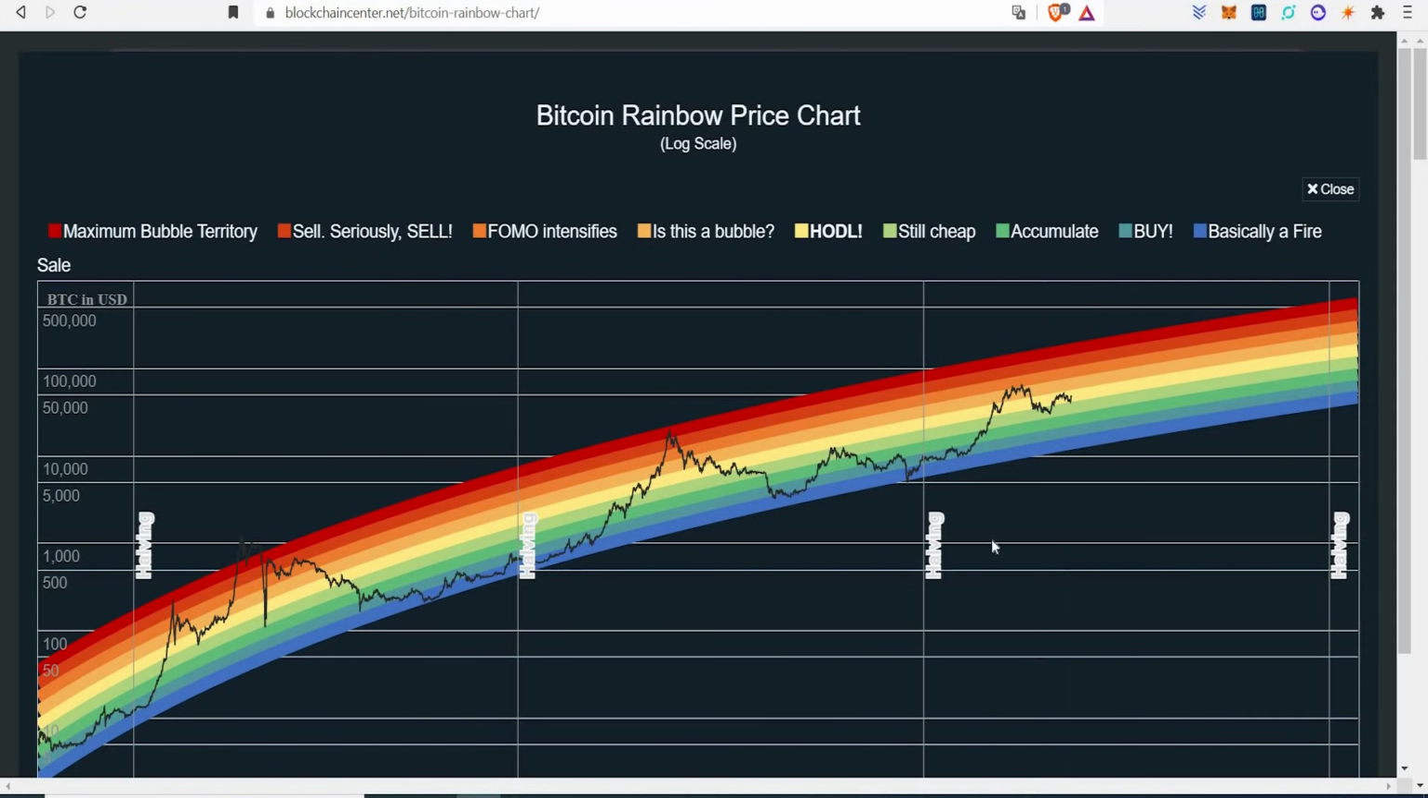But if you look in the past, for people that haven't seen this before, every time Bitcoin has reached the red part of the rainbow, that's usually signified the top of the market.